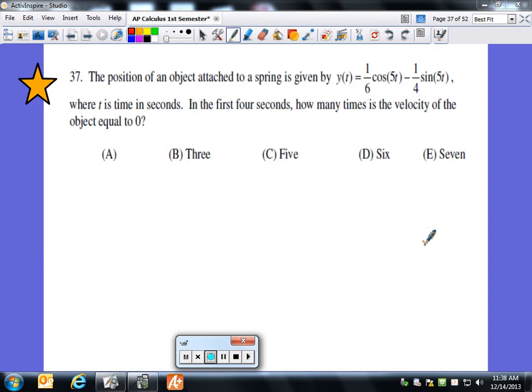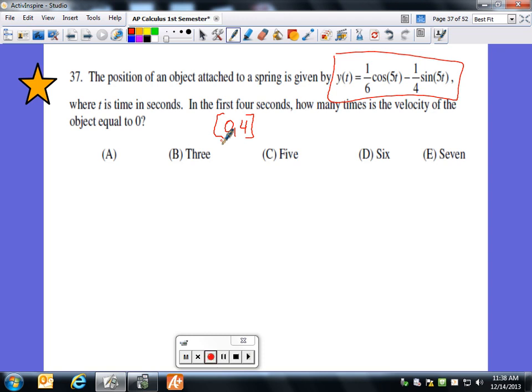Okay, so number 37 says the position of an object attached to a spring is given by the following position function, where t is time in seconds. In the first 4 seconds, so our domain, if you will, is going to be 0 to 4. How many times is the velocity of the object equal to 0?